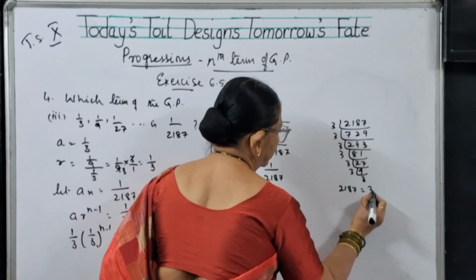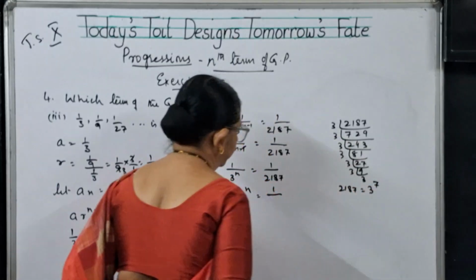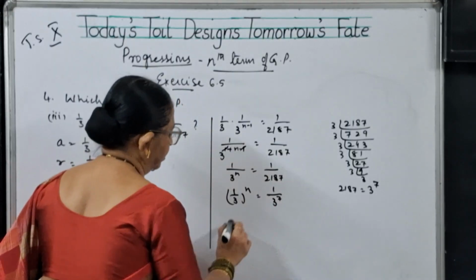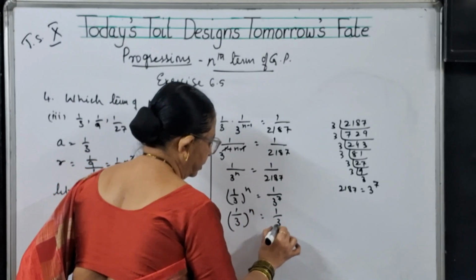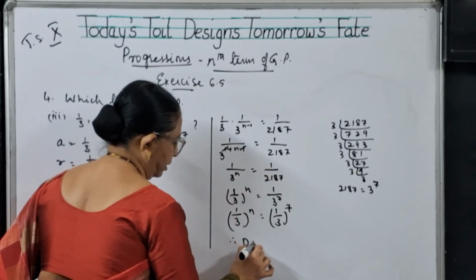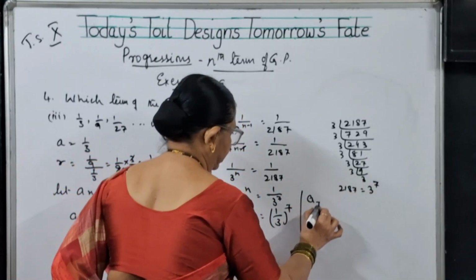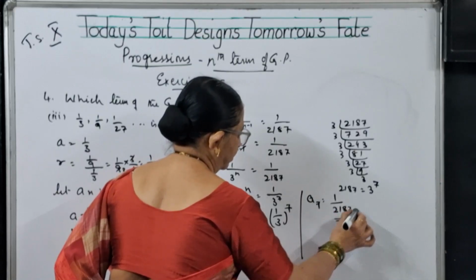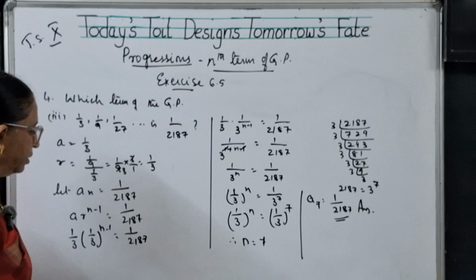2187 can be written as 3 to the power of 1, 2, 3, 4, 5, 6, 7. 3 to the power of 7. So it is 1 by 3 to the power of 7. That means 1 by 3 whole to the power of n is 1 by 3 whole to the power of 7. Therefore, I got n is 7. So the seventh term is 1 by 2187. This is the answer, children. This is the answer for this problem.